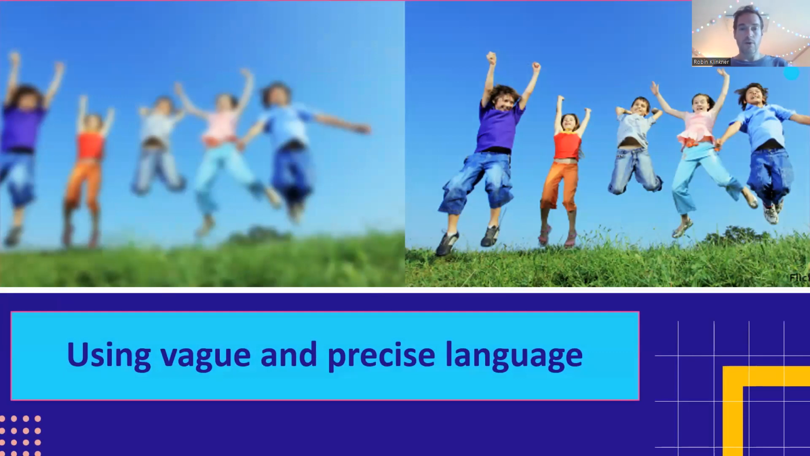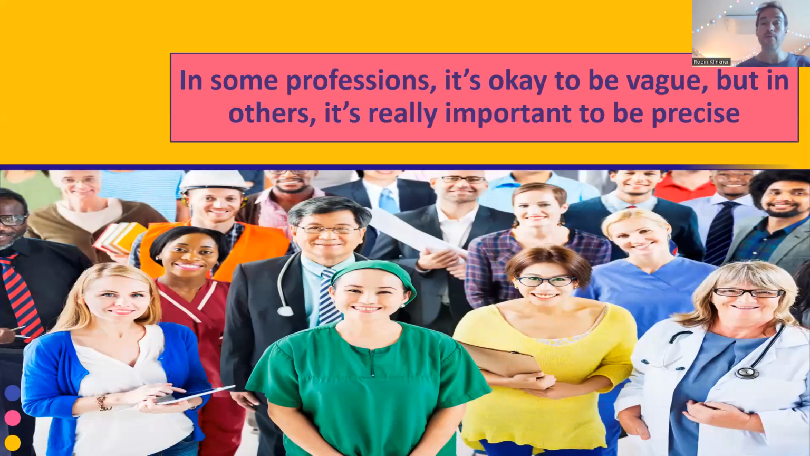So I think all of you know precise means like exact, which is like over here, very clear. Vague language, it doesn't have to be precise. It can be around a certain number, for example. And there's reasons why. For example, in some professions, it's okay to be vague.